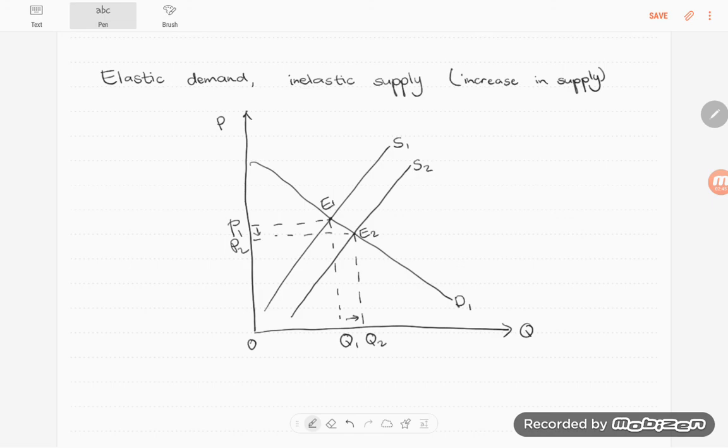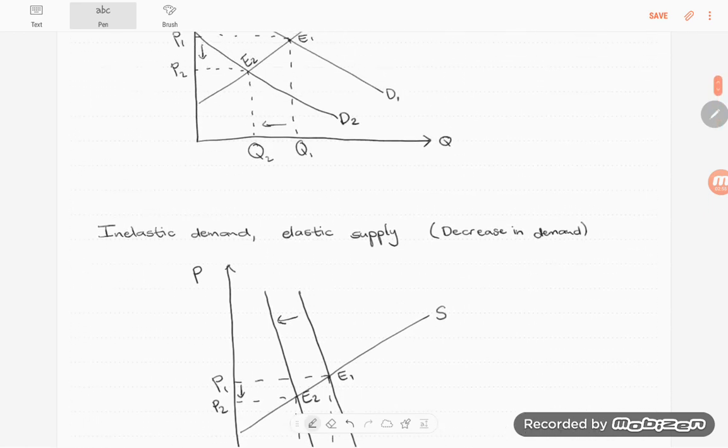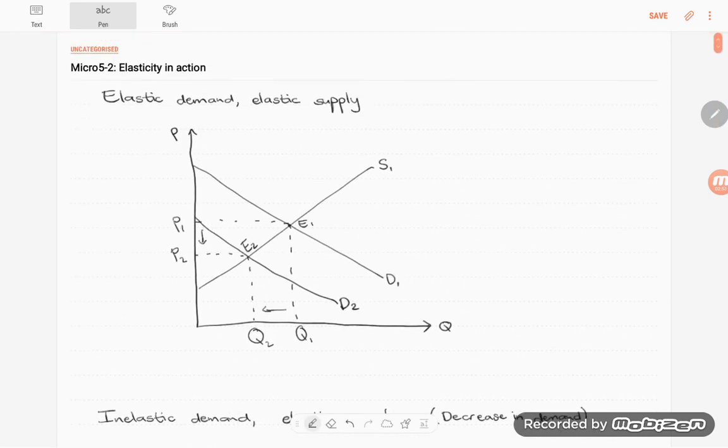What you should do is to draw various combinations of these elasticities of the demand and supply curve. Here you have 3 examples. See what other examples you can draw and what other conclusions you can make.